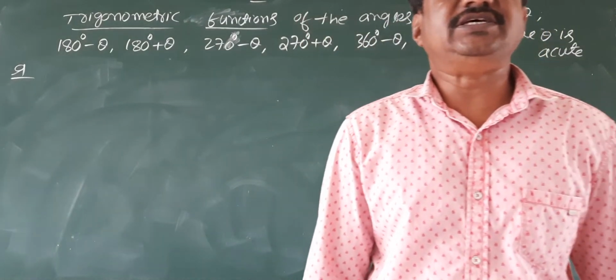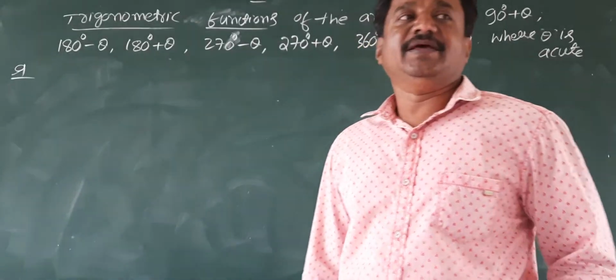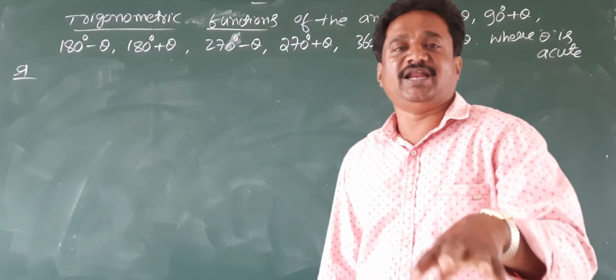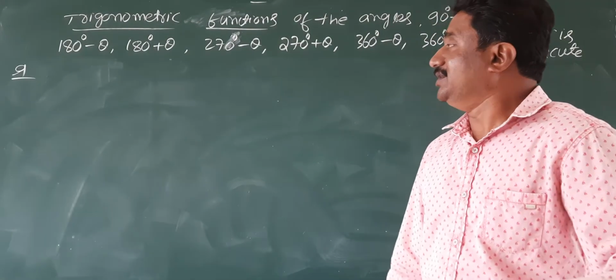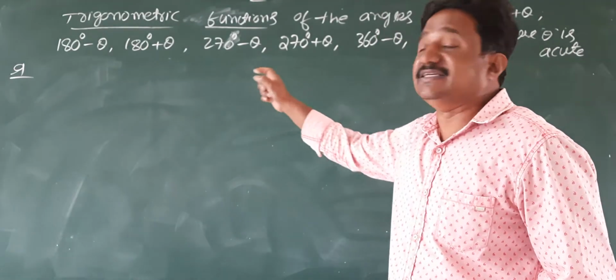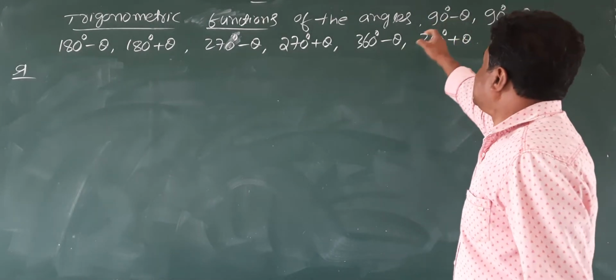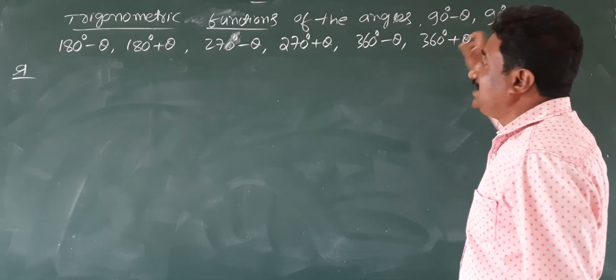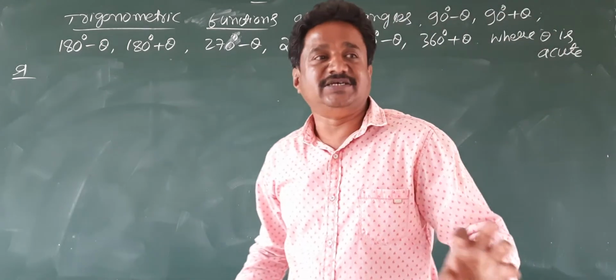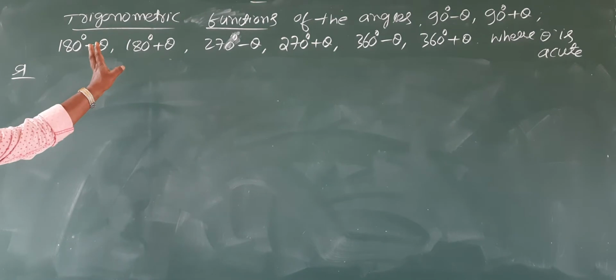Students, this is basics class number 15. Let us continue from the last class, the last video, on trigonometric functions of standard angles. Already in that last video, I explained 90 minus theta and 90 plus theta. In this class, I go for explaining 180 degree minus theta, right?